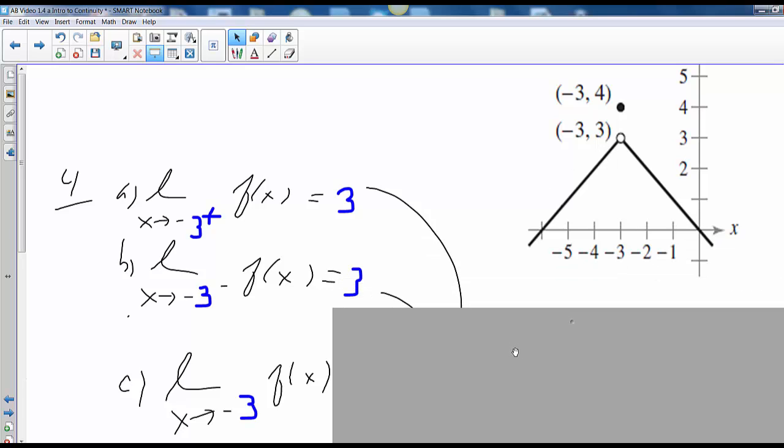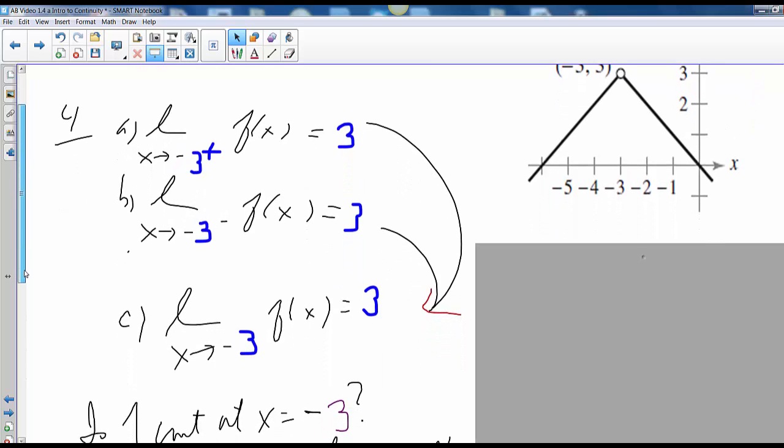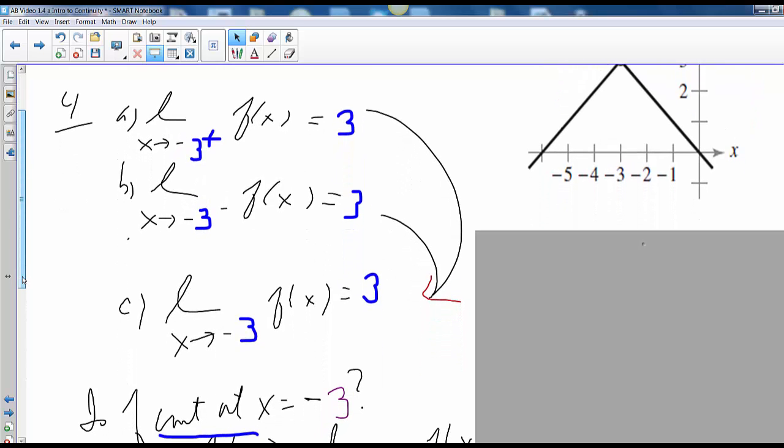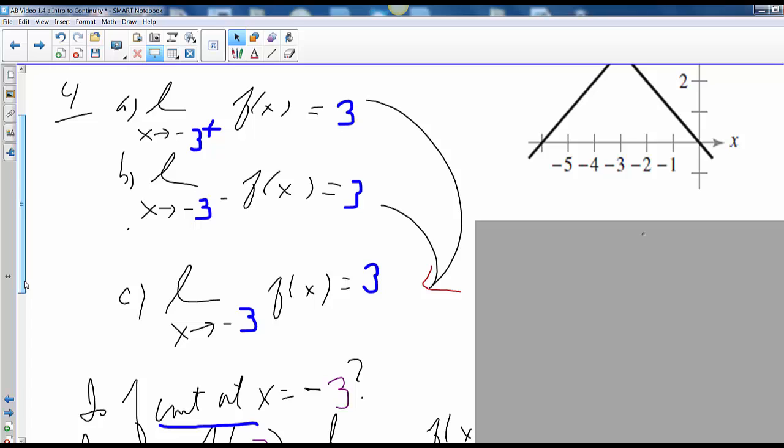And therefore, without even looking at the graph, you can see that the two-sided limit is 3 simply by looking at your answers for parts A and B. They're the same number, so that's what the two-sided limit equals. Again, my question will not be discuss the continuity. My question will be, is f continuous at x equals negative 3, and justify.